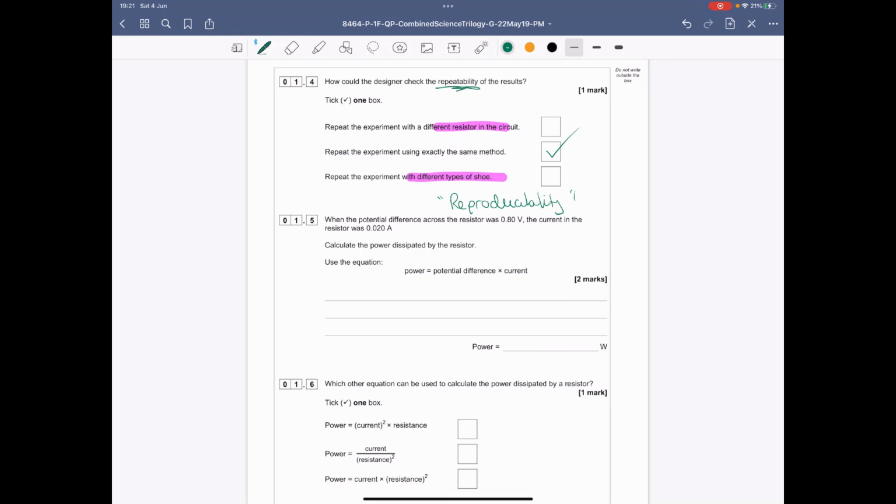When the potential difference across the resistor was 0.8 volts, the current in the resistor was 0.020 amps. Calculate the power. Now in the first half of a foundation paper, they're really nice and they give you the equations. So you've just got to substitute it in. Power is what we're figuring out. We know our potential difference is our voltage, which is 0.80 volts, times by the current, which is 0.020. Put that into your calculator, and that gives you a number of 0.016 watts, and that is your final answer. Literally substitute it, press the equals button on your calculator, and it gives you your answer.